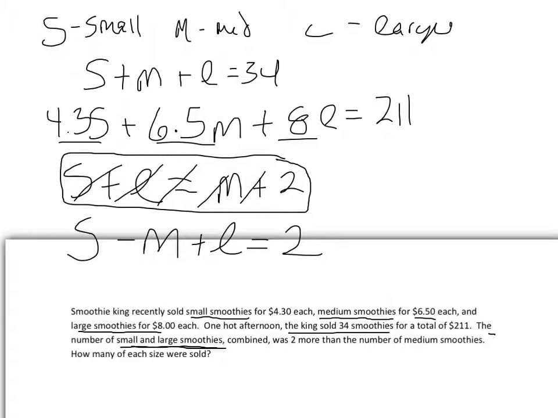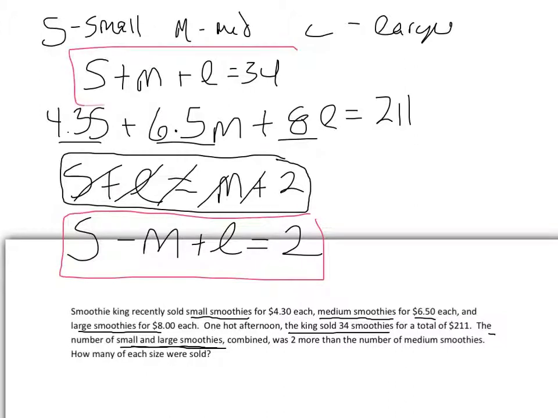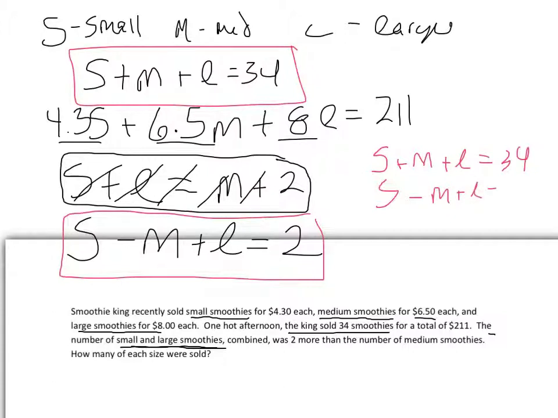Now, looking at these equations, if I use this one and this one, it'd be pretty easy to get rid of the m's. So I'm going to eliminate the m's. That's my strategy here. So let's add these two together. We have s plus m plus l equals 34, and then s minus m plus l equals 2. Add these up, we get 2s, m's cancel, plus 2l equals 36.